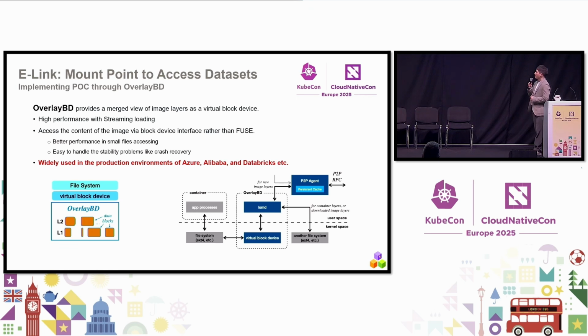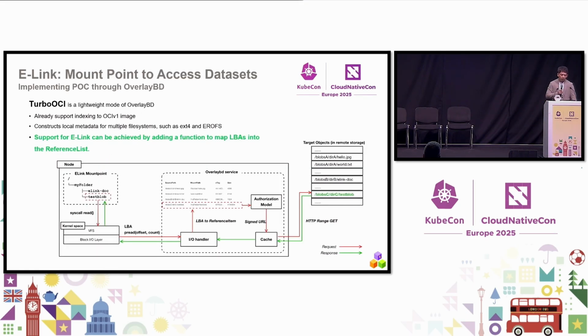The most important is OverlayBD has been widely used in the production environment of Azure, Alibaba Group, and Databricks. OverlayBD has a lightweight mode called Turbo OCI. It already supports indexing to OCI image, and it can also build ext4 EROFS file system metadata from the image index locally. To support E-Link, we can just implement a simple function to map the I/O request into the reference list.